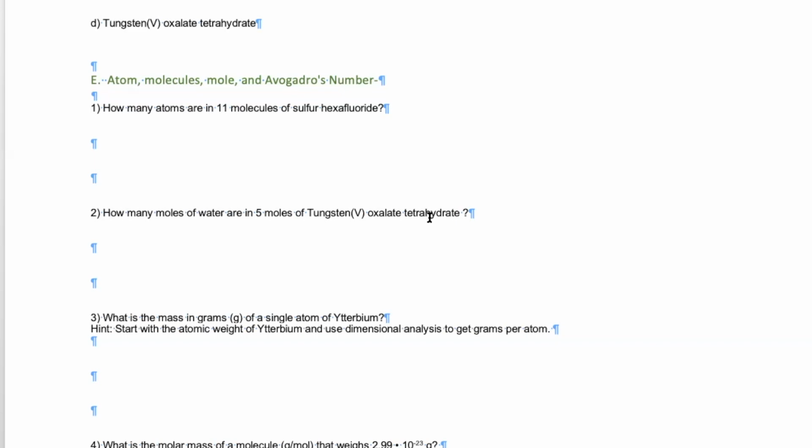You can use dimensional analysis, and the conversion factor is: for every 1 mole of tungsten 5 oxalate tetrahydrate, you get 4 moles of water. That's your conversion factor. So if you have 5 moles of that, how many moles of water do you have? Again, the best approach is dimensional analysis. You have to find the conversion factor, okay?